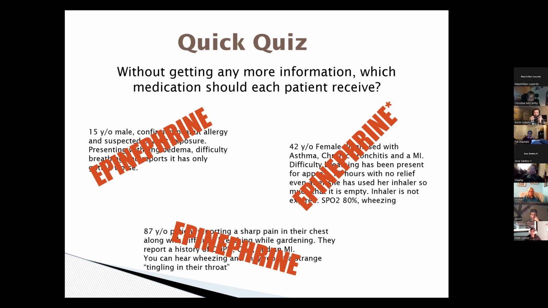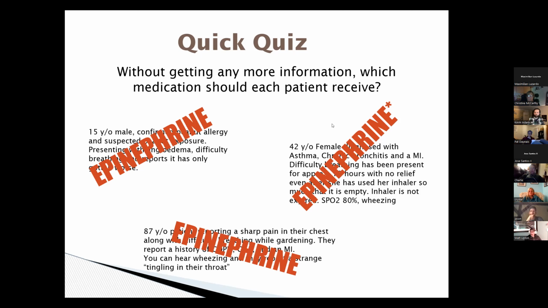Oh, I got stung by a bee and I'm swelling all in my face. I need epi. Sometimes it's going to be kind of weird. But anytime that we're considering that somebody needs epinephrine, we need to know whether or not it's within our scope of practice to do. So the 15-year-old male and the 87-year-old female, definitely, but we would definitely need advanced life support to come for this 42-year-old female.